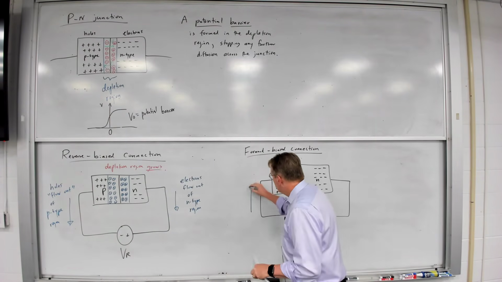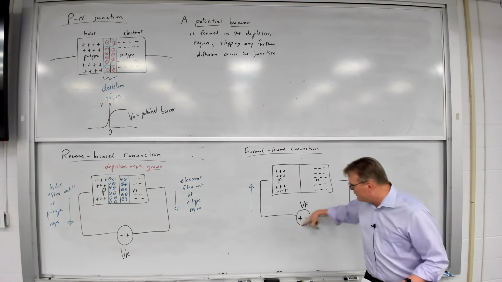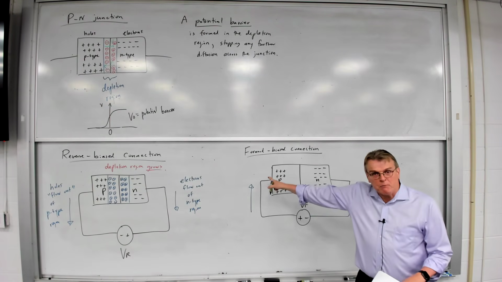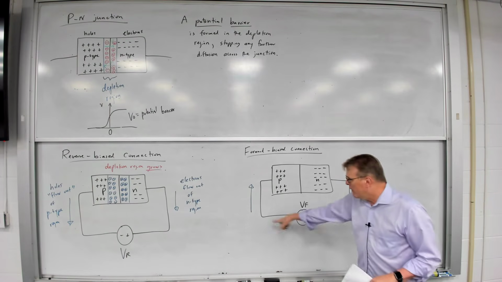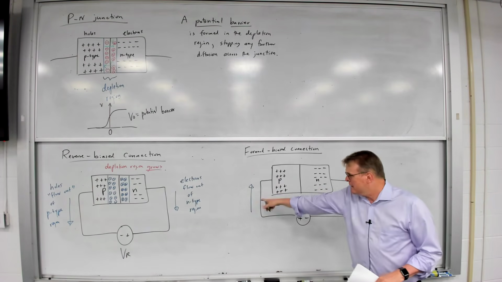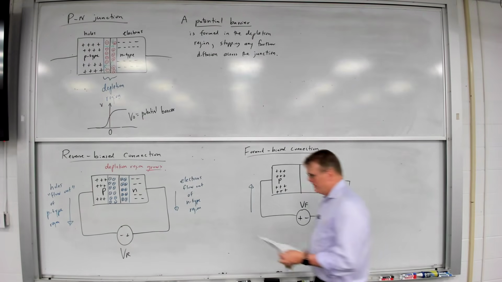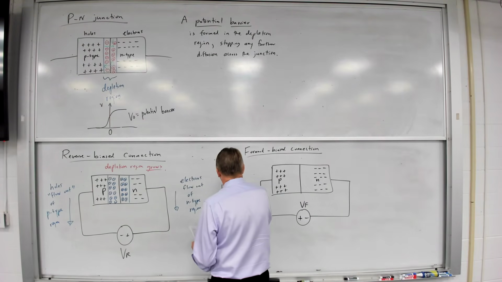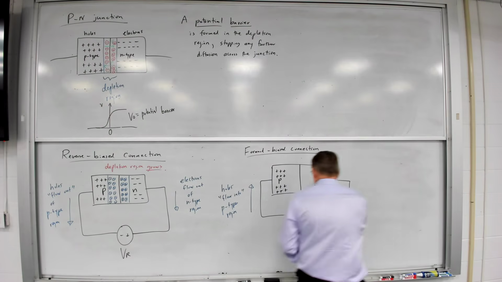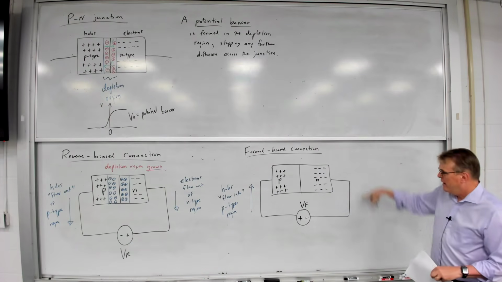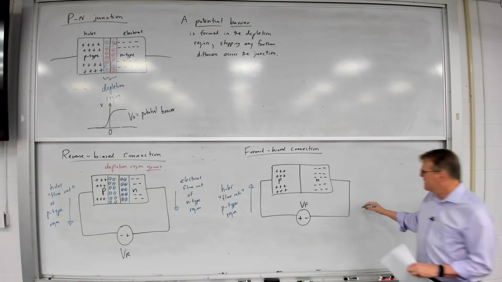Now what we're going to see is holes are going to flow out of the positive end. Once again, we're treating the holes like charge carriers. Holes are going to flow out of the positive end of the voltage source and flow into the P-type region. Over here, I'm going to have electrons flowing into the N-type region.